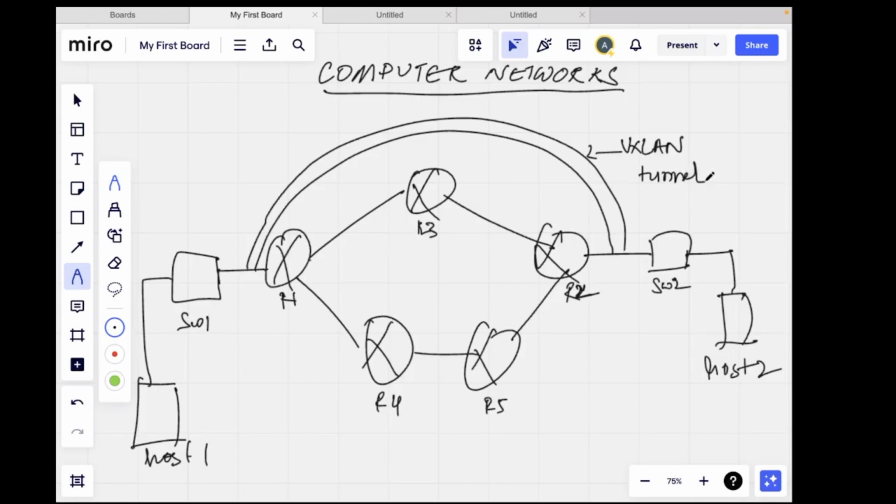tunnel. Now let's say this is 10.1.1.1 and this is 10.1.1.2. Now I want to communicate from 10.1.1.1 to 10.1.1.2. If you notice, both host 1 and host 2 are part of the same network, the 10.1.1.0/24 network.